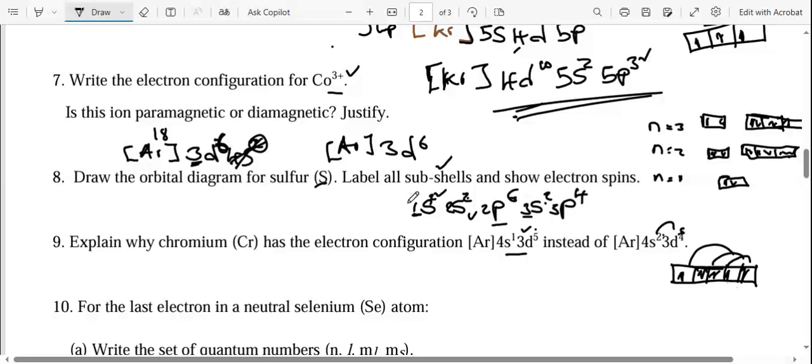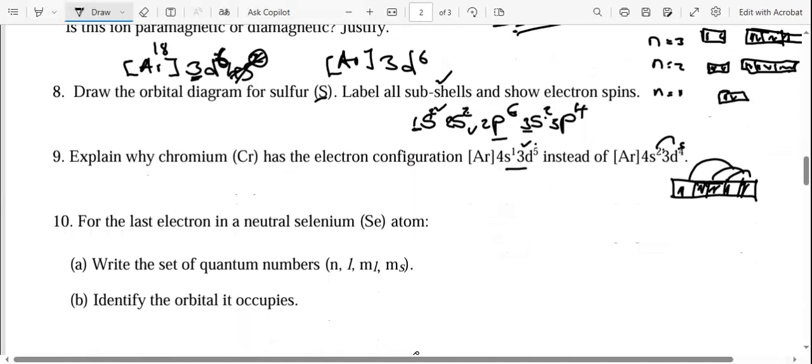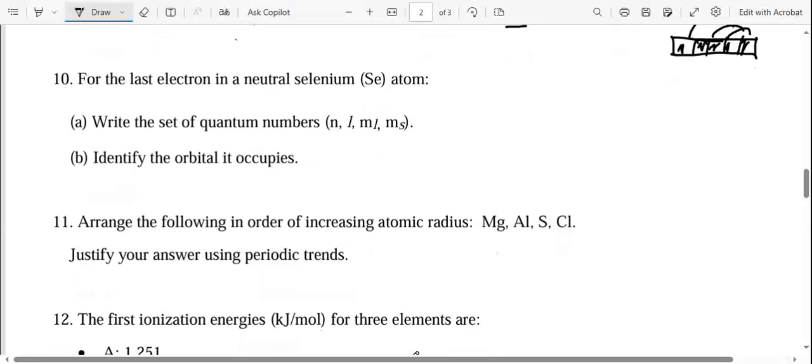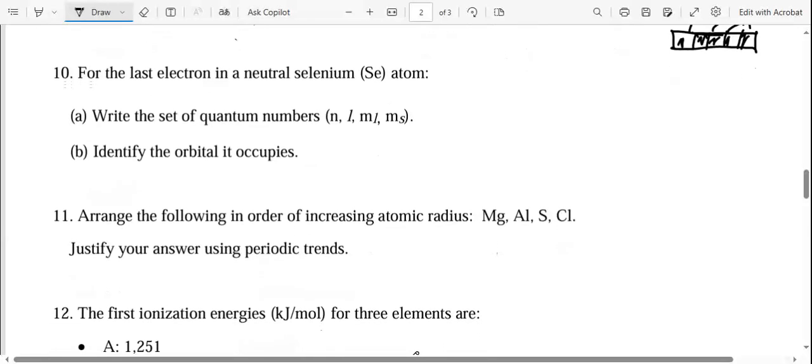So question 10. For the last electron of a neutral selenium atom, write a set of 4 quantum numbers. So this one also needs you to write actually the electron configuration. You can't just attempt this one without writing the electron configuration. So if I'm to write the electron configuration of this one, it looks like this. This one you just have to write it. You look at selenium, it has proton number of 34.